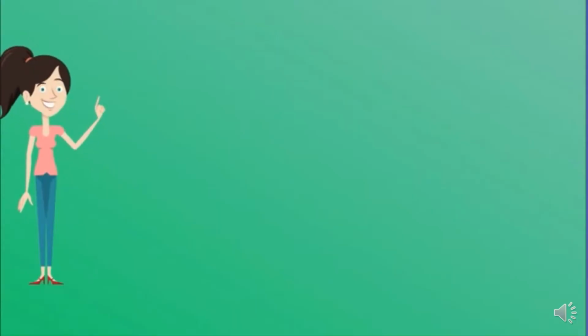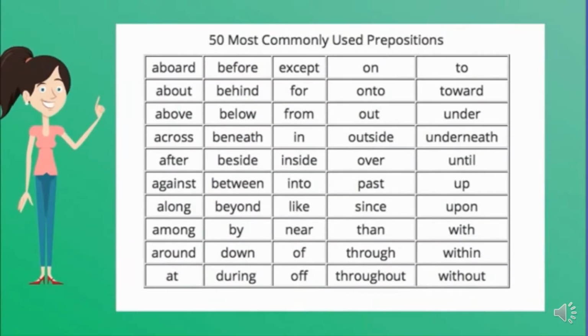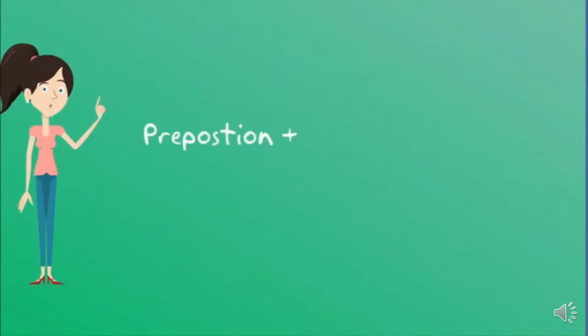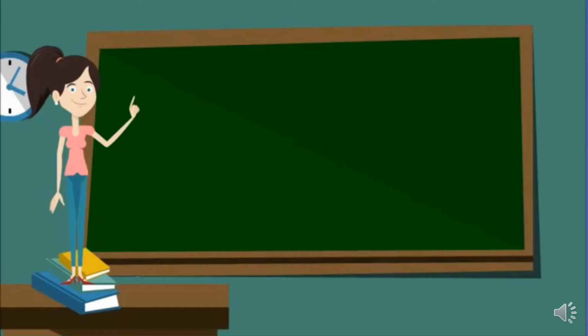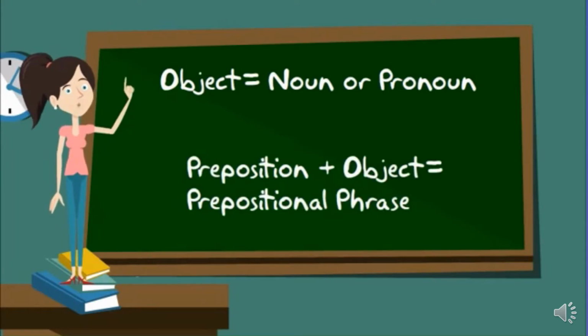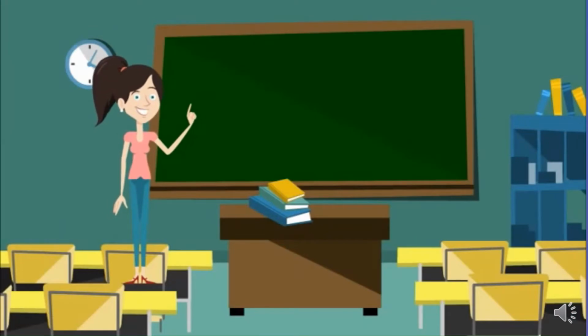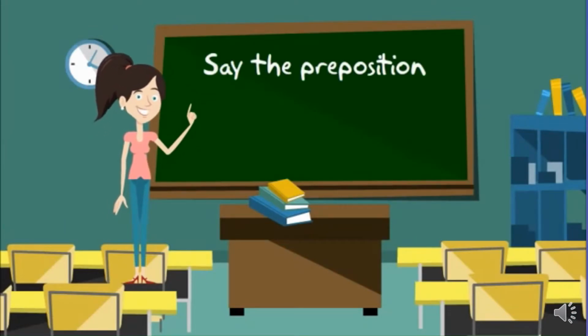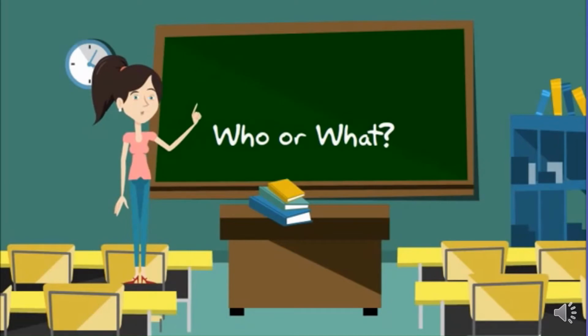After memorizing the most commonly used prepositions, you can begin looking for the object that follows. This is always a noun or a pronoun. The group of words will create a prepositional phrase. A great way to find the object is to say the preposition aloud and ask who or what.